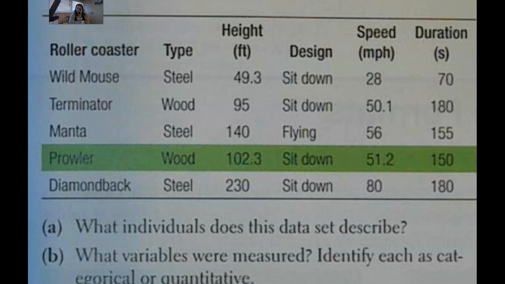Next up is design. So are you flying or are you sitting down? That's design. Okay, show me. Categorical. Speed. How fast does it go in miles per hour?